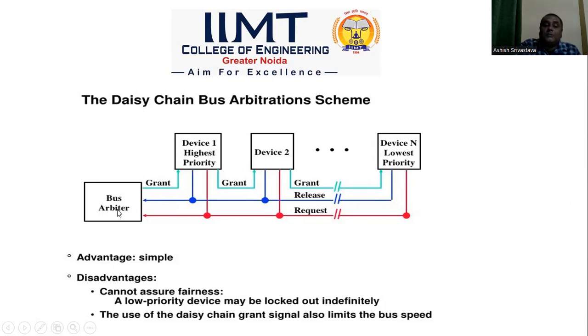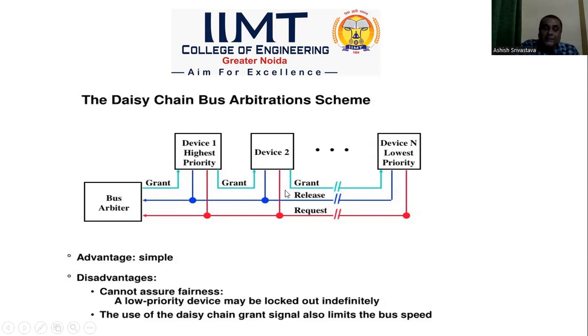Device 1, the highest priority, requests the bus arbiter. Device 2 also requests the bus arbiter, as do device 3, device 4, and the last, lowest priority device. Then device 1 releases, device 2 releases, device 3 and device 4 release, and the last device N also releases. The bus arbiter decides that device 1, the highest priority, is granted first, then the next highest priority is granted second, then the next is granted third, and so on, and the lowest priority is granted last. This is the daisy chaining bus arbitration scheme.